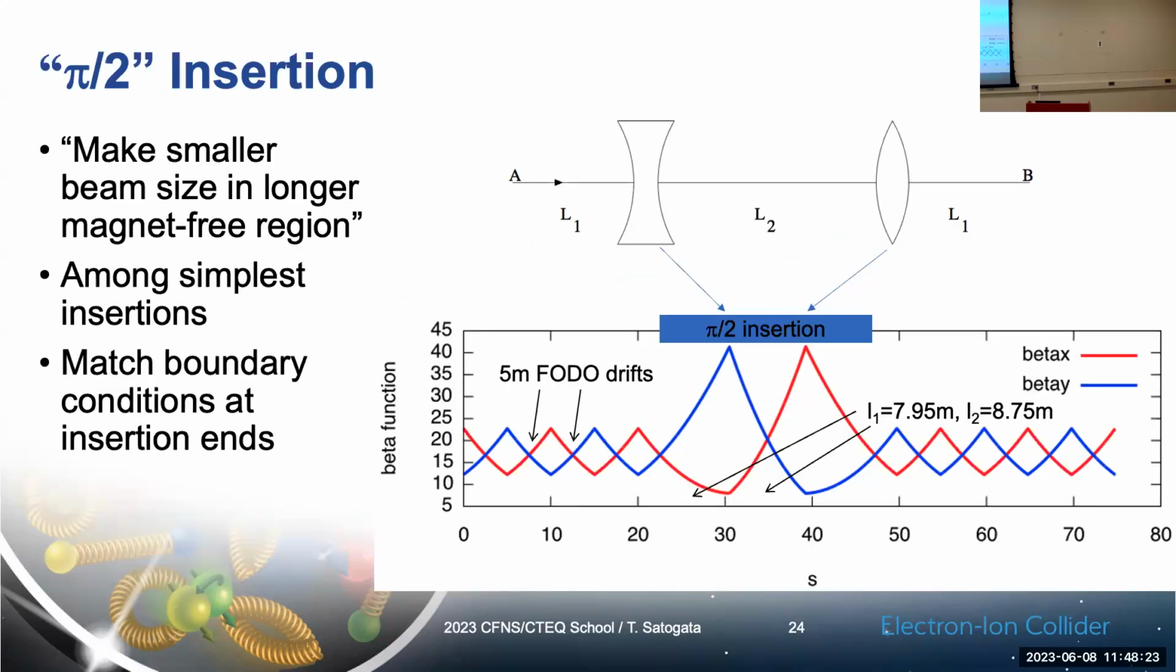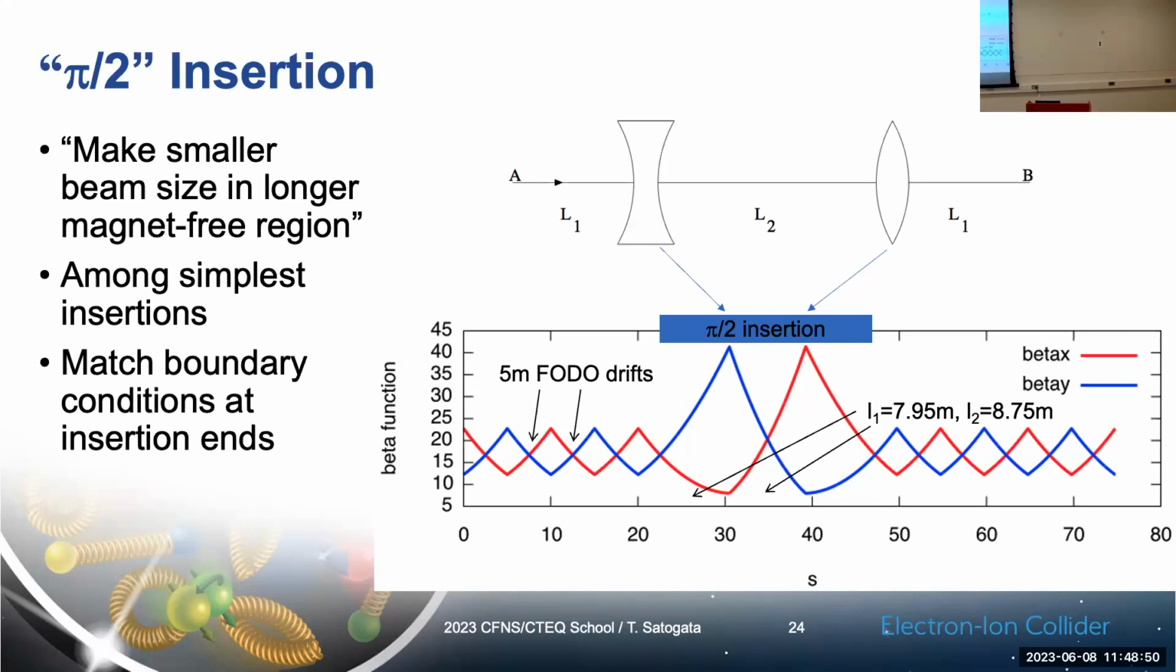So this goes back to that insertion concept I had talked about. The most trivial type of insertion, right? How do I make a smaller beam size and a longer magnet-free region that you can have a detector in? Well, one thing I can do is I can just space out some of my quadrupoles and make these lengths a bit longer. This is an example of what's called a pi/2 insertion.